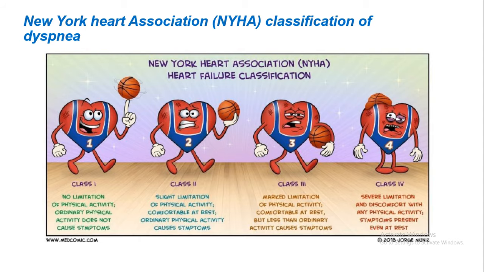Okay, then we come to the classification of dyspnea. There are many classifications. The most commonly used is the New York Heart Association classification of dyspnea. We have four grades, 1 to 4. As regards NYHA class 1, it is very mild dyspnea. The patient is not dyspneic at rest. The patient performs his ordinary physical activities, his daily activities, without any limitations.